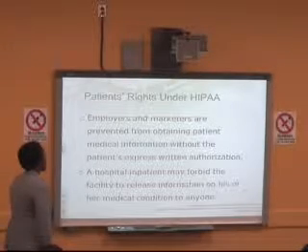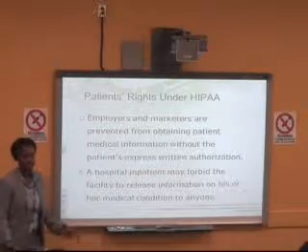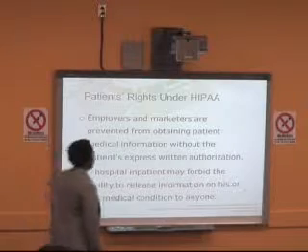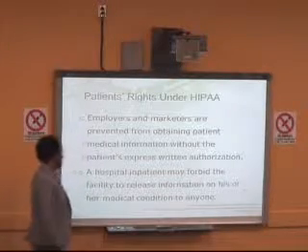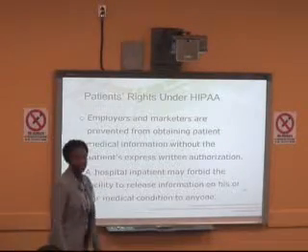Employers and marketers are prevented from taking your information without your permission or authorization. And a hospital inpatient may forbid the facility to release their information to anybody. I noticed it says hospital inpatient.